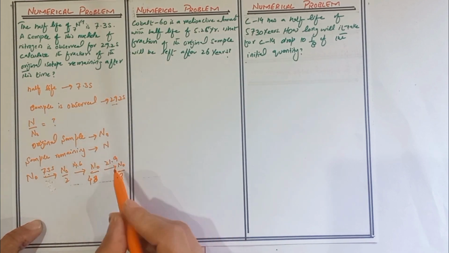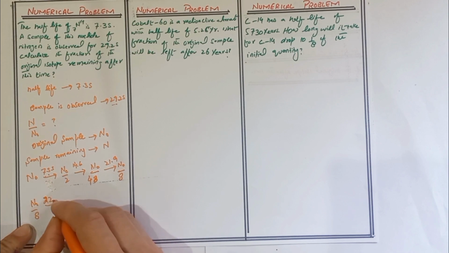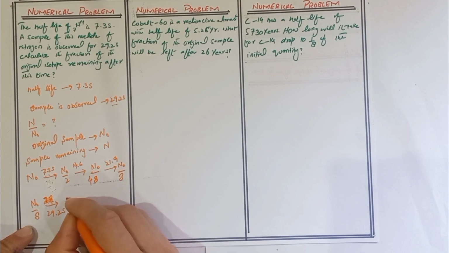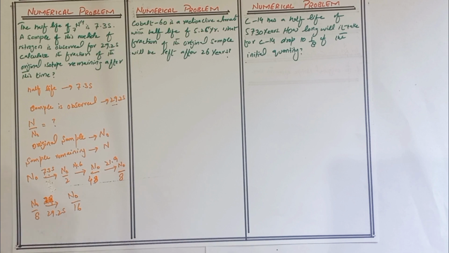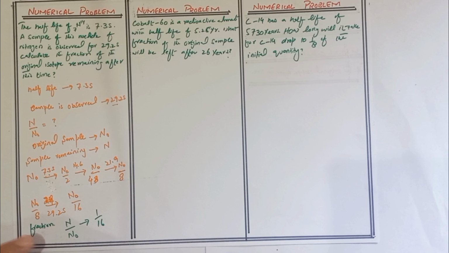The sample is observed for 29.2 seconds. So again 7.3 seconds pass, when the element is N naught by 8, and at 29.2 seconds the sample remaining is N naught by 16. So we calculate the fraction: N by N naught becomes 1 by 16.